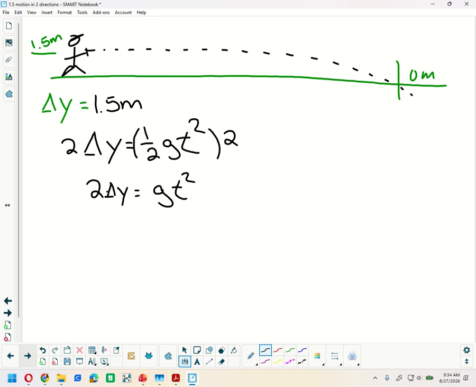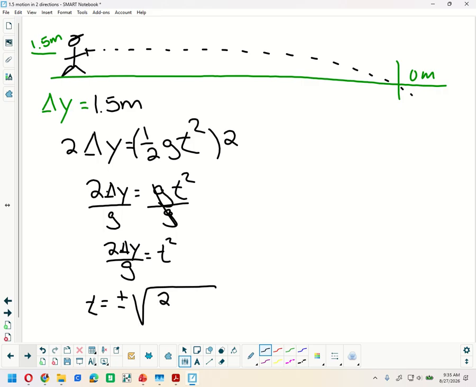Now what do I do? Divide by g. Very good. So I get 2 delta y divided by gravity is equal to time squared. And how do I undo a square? A square root. So it's going to be time equals plus or minus the square root of 2 delta y divided by gravity.